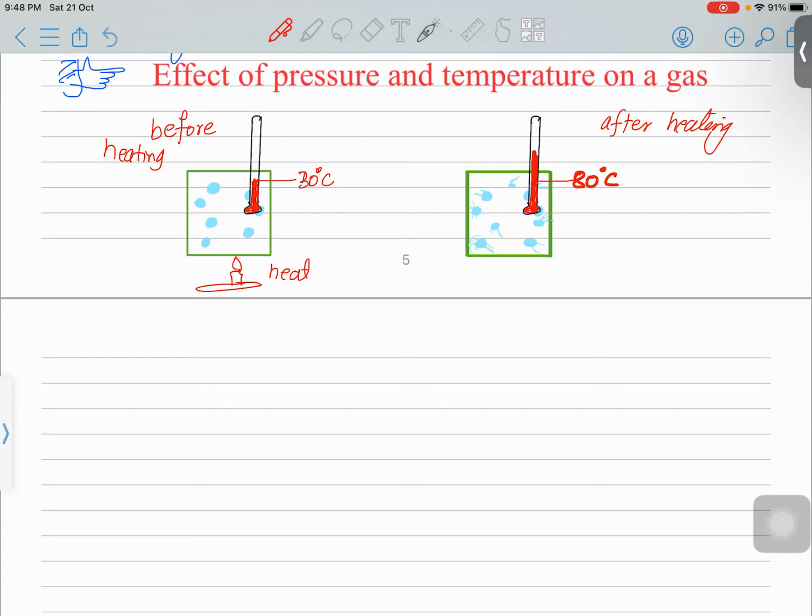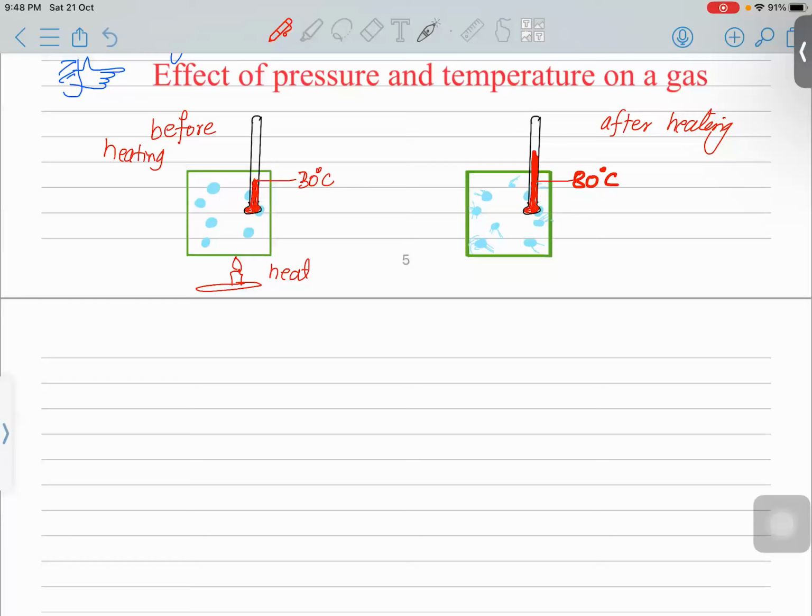The particles of the gas started moving faster because they gain more energy due to heating. First effect is they move faster. Why do they move faster? Because they gain more energy and convert into kinetic energy. Then, moving faster, they collide with each other. They exert pressure on the wall of the container. Are you getting my point?